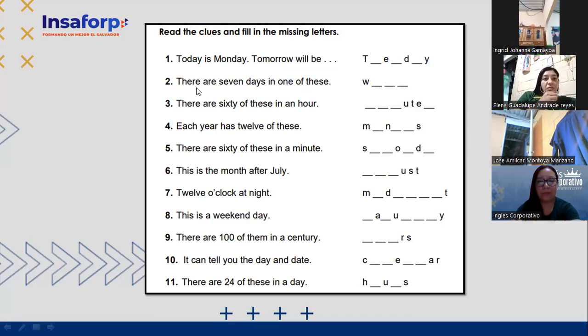This is the month after July. The month after July. El mes después de julio. A-U-G-U-S-T. August. Suena como una E al final. August. Very good. Number seven.